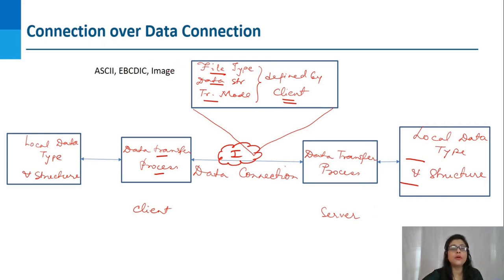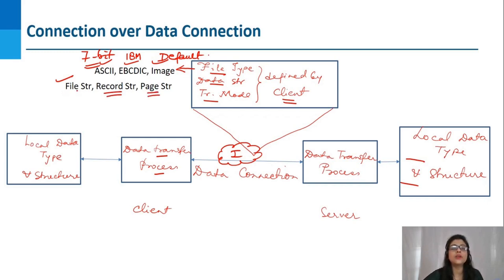Now you see here how it will define the file type. The file type can be ASCII, or it can be an image type of file. EBCDIC is the type of file which is used by IBM. Image is the default and ASCII is the 7-bit character set. Now there are three types of data structure. One is the file structure, second one is a record structure, and the third one is a page structure.